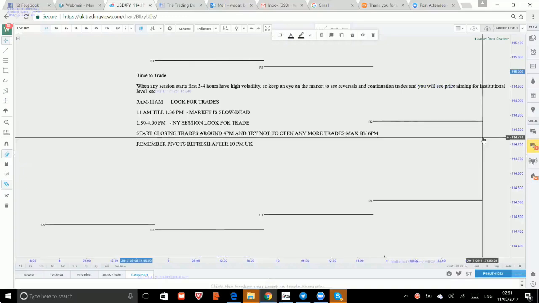And guys, by 4 o'clock, try to start closing your trades. You don't want to stay in trades at the end of the day. You want to get out of the trades. Why is this? It's intraday trading. The pivots will refresh. I never open a trade after 3:30 p.m. UK time if I'm doing intraday trading. My 90% of intraday trading was maximum before 3 p.m. UK time. I can tell you this.